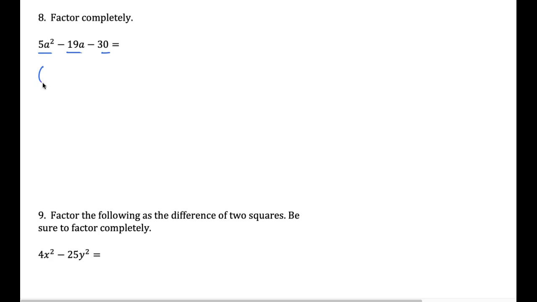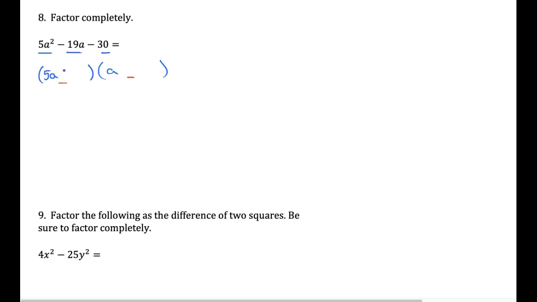So I'm just going to go ahead and see what I can do with this. So 5 only goes as 5 and 1, and so it's going to be 5a and a. And 30 is, well, first thing you've got to do is think about, this is one of those ones you kind of have to take one step at a time. You've got to think about the minus and the minus. So what am I going to put in the signs here to multiply to be a negative and add to be a negative? So the only way to multiply and get a negative is to have a plus and a minus.